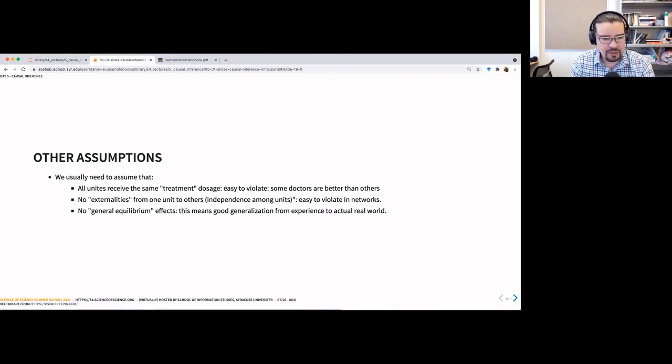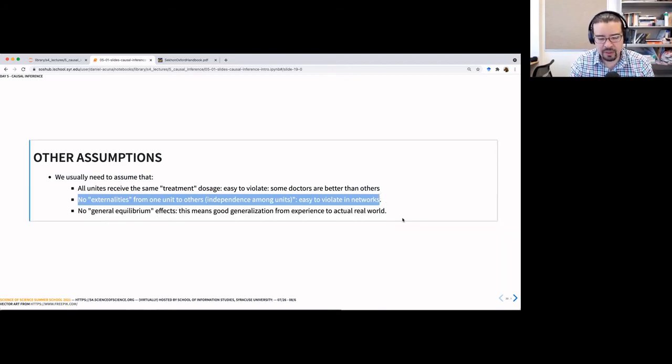Now, there are other assumptions philosophically. We need to assume that all the units, when they're treated, receive the same amount of treatment. So they're homogeneous in that sense. This is also not always true. For example, in the cancer example, some doctors are better than others. The other big assumption, and this is especially not true for social networks, is that there are no externalities. So if a unit chooses a treatment, that doesn't affect other units. But of course, if you're doing research in network science, or anything where you have social interaction among units, this is not true.